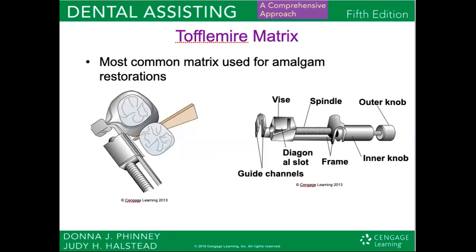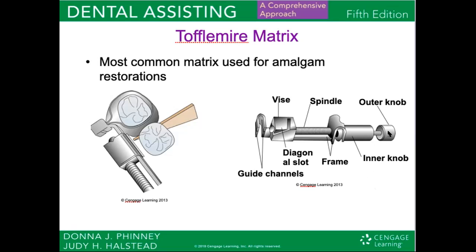So this is what a Tofflemire matrix system looks like. And this is the most common matrix used for amalgam restorations, and it can even be used for composite restorations. So going over the parts of it, in this picture to the left, this little knob here is the outer knob. And then we have an inner knob, and these two things control different things.